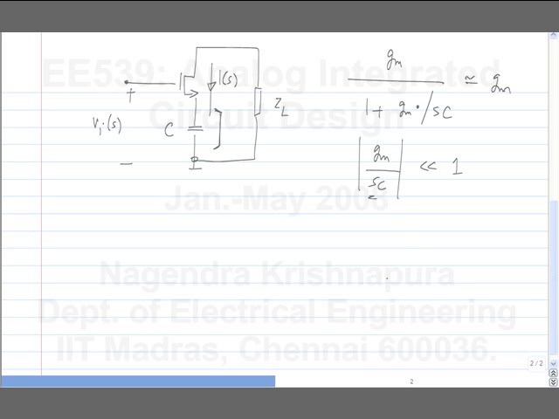And we are interested in, the worst case is the lowest frequency. So, 2 pi times F low times C must be much more than gm. Is this okay?